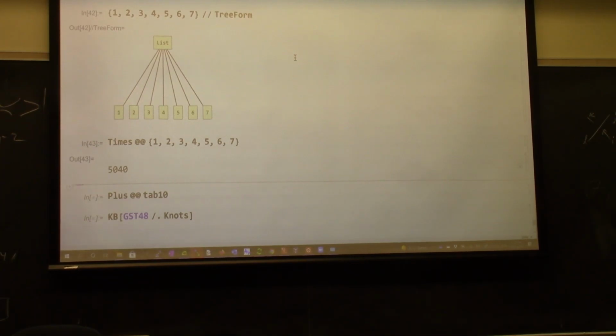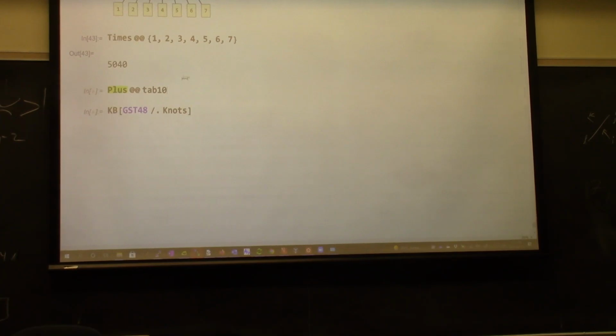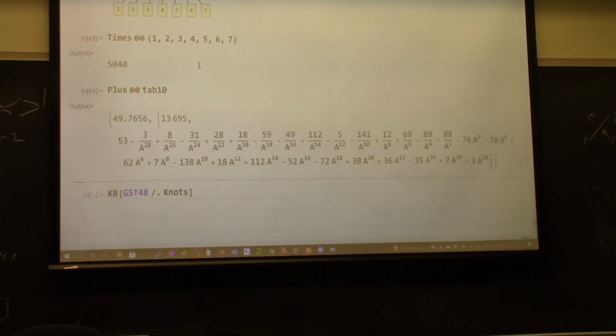So now I'll replace the head of the big table of Jones polynomials with a plus. It will just add everything. So what will I get? Oops, sorry. I failed to execute it. Okay.